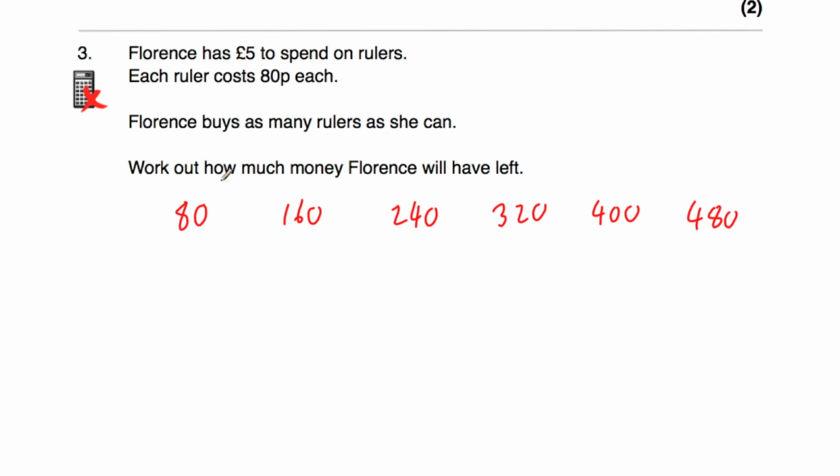How many rulers can she buy? Well, she can buy 1, 2, 3, 4, 5, 6 rulers. So Florence could go into the shop and buy 6 80p rulers. But the question says work out how much money Florence will have left. So she had £5, which is 500 pence, and she spends £4.80. So we're going to do 500 take away 480, and that's equal to 20. So that means that Florence would have 20p left over. And that's it. So work out how much money Florence will have left. The answer would be 20p.